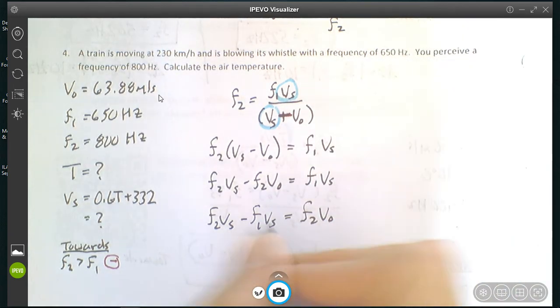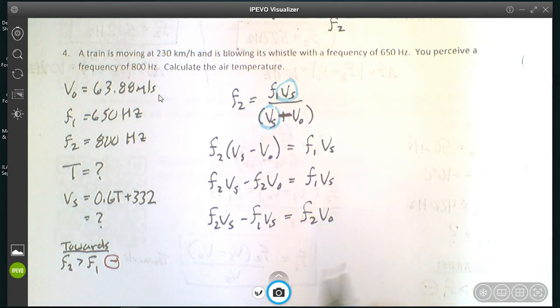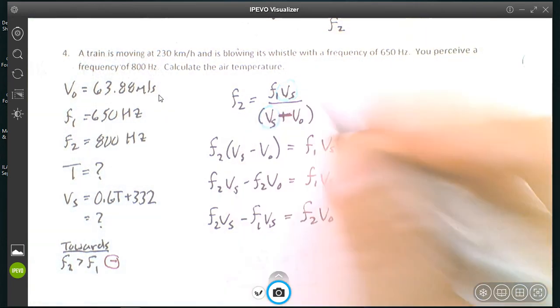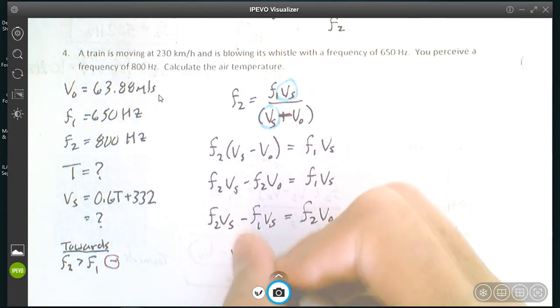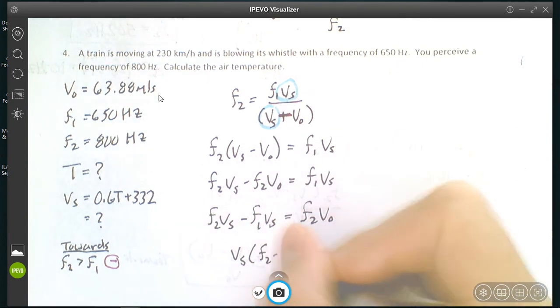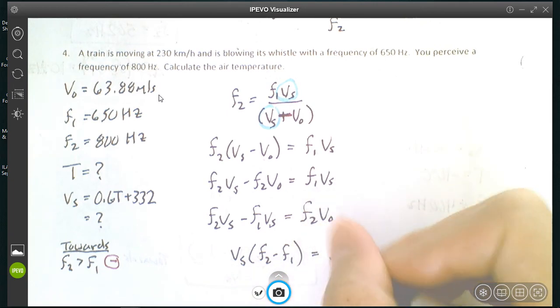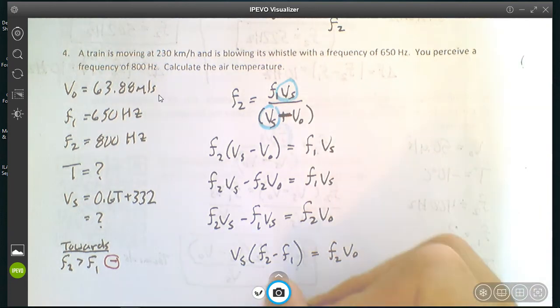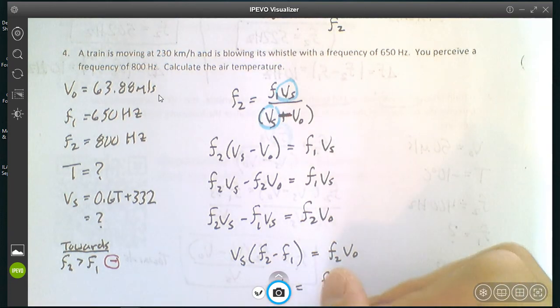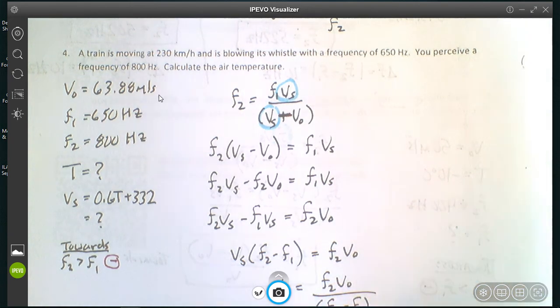Now you're like, okay, there's a VS and a VS. Well, use the four-letter word of factoring, right? The F word, and it's factoring. So we go here and we say VS times F2 minus F1 equals F2VO, and there we are. Almost done. VS equals F2VO over F2 minus F1. And so now we check the units.